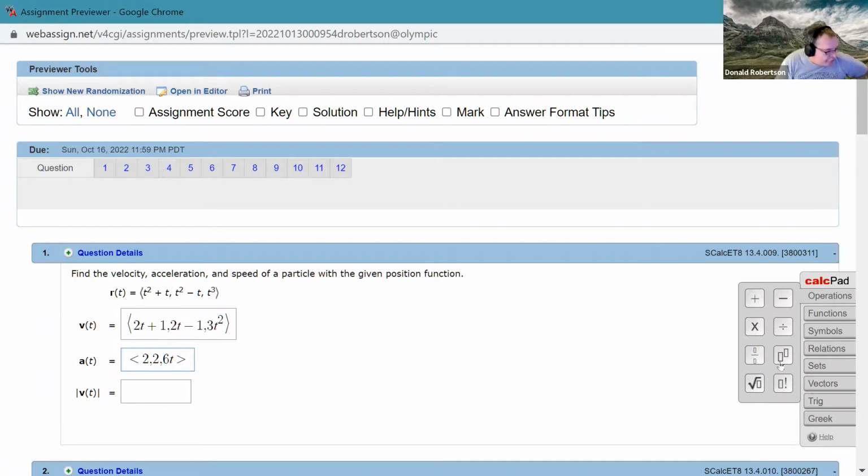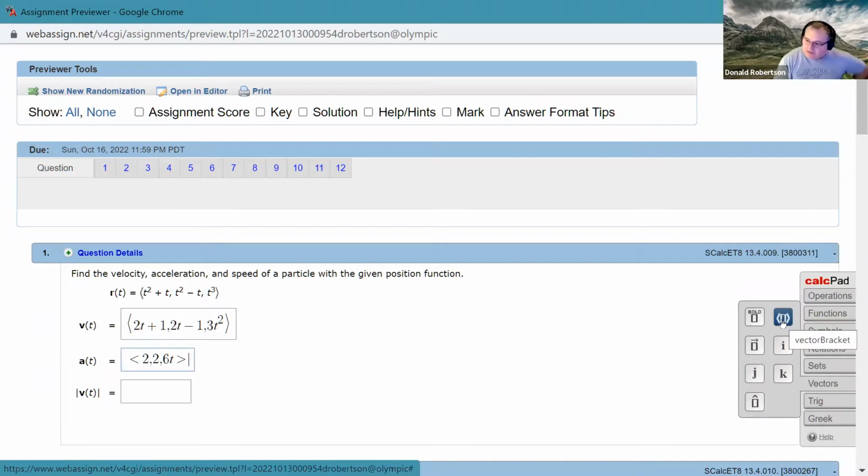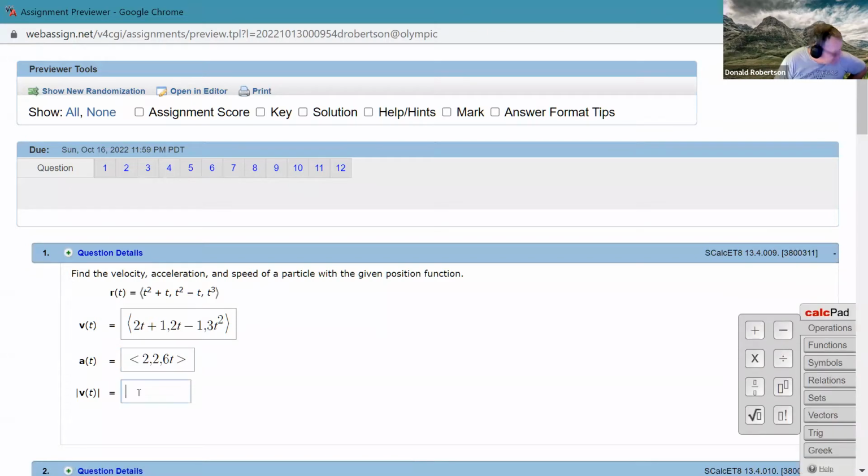You must use that symbol there when you do vectors, right? Not the less than or greater than symbol, because, for all intents and purposes, doesn't that look like a greater than and less than symbol, but it has to be done in this vector bracket format. Okay, and this answer, well, no, I'm not changing it now, but the last one is a little bit easier.